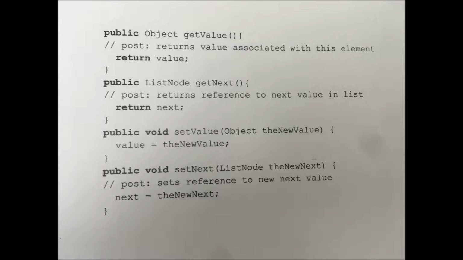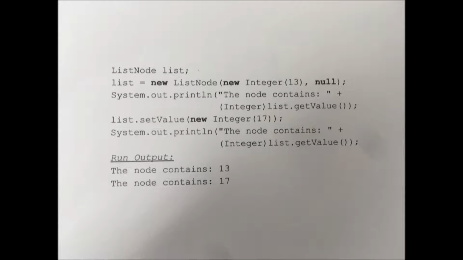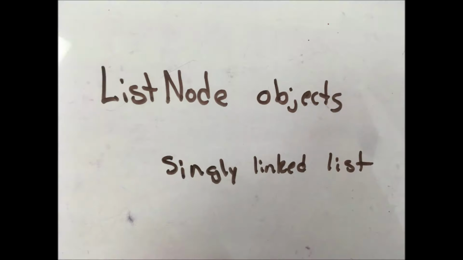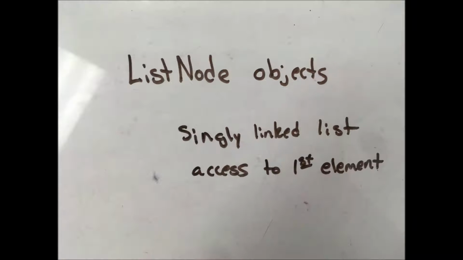Getting and setting the data and the link of the node are accomplished with getter and setter methods as follows. The following segment of code using list node will illustrate the syntax of accessing the data members of a list node. In this section, we will look at a class that implements a linked list of list node objects. This class encapsulates the list operations that maintain the links as the list is modified. To keep the class simple, we will implement only a singly linked list, and the list class will supply direct access only to the first list element.